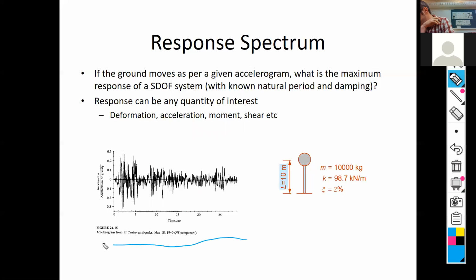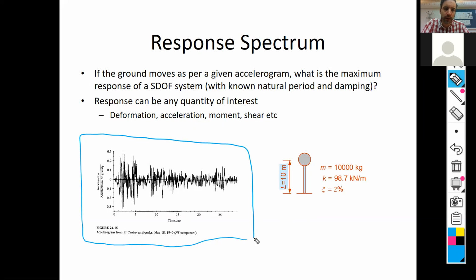this is the graph of the accelerations induced in the ground for a given earthquake. Okay, this particular earthquake was measured in the US in the 40s, but that is not the interesting part. We just need an example of an earthquake to use, right?